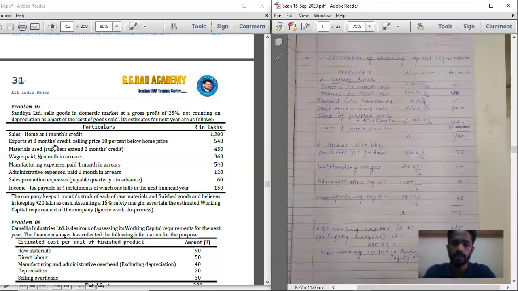Debtors for export sales. How much is the export sales? 540, on 3 months credit. So 540 into 3 divided by 12. In the calculation column, 540 into 3 divided by 12. In the amount column, put 135.